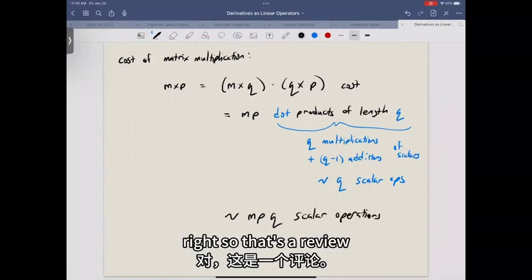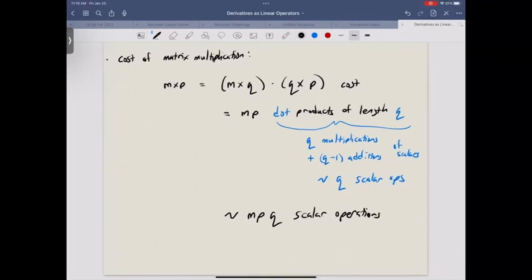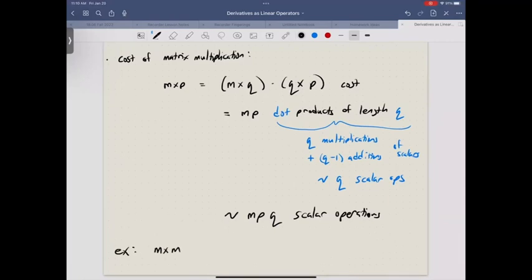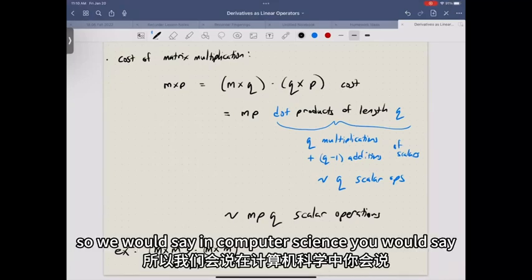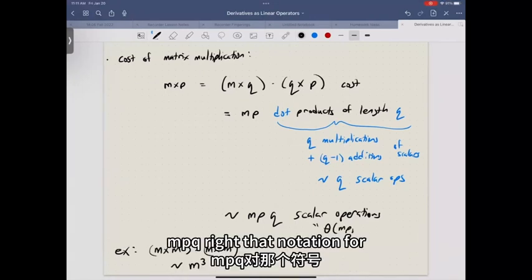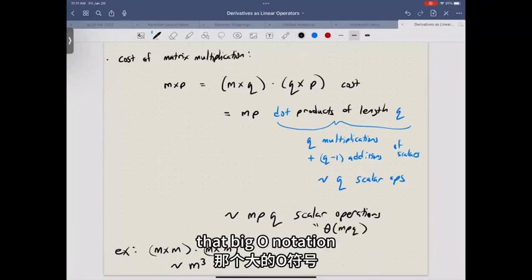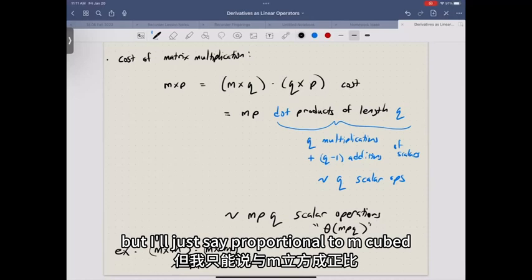Right? So that's a review. So if I do, for example, M by M times M by M, two matrices, this is proportional to M cubed. So we would say, in computer science, this is theta of MPQ, right? That notation for proportional to, that big O notation. But I'll just say proportional to M cubed.